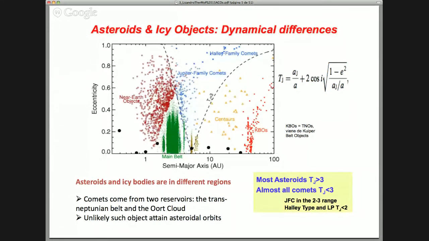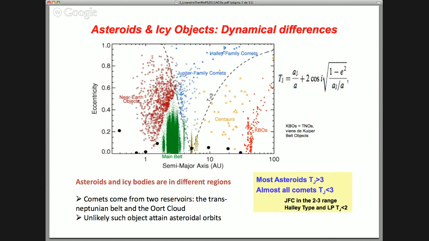This is the Tisserand against Jupiter, and if we plot the semi-major axis against the eccentricity for an inclination of 1, we can draw here the Tisserand equal 3 line, and you can see that the different populations are in different areas of this diagram, and that comets are mostly inside this Tisserand smaller than 3 region.